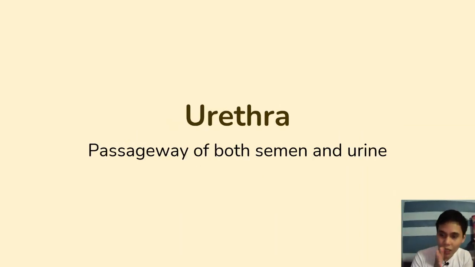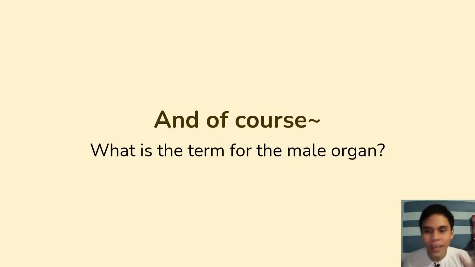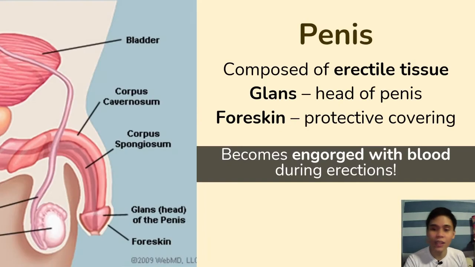Now the urethra, the final duct, is the passageway of both semen and urine. So, it's kind of disgusting for guys, not gonna lie. It's both where you pee through and where you nut through. And of course, the term for the male external genitalia is the penis. The penis is composed of erectile tissue. It's mostly muscle with lots of blood vessels in it. And the purpose of that erectile tissue is that it allows the penis to become engorged with blood during erection.